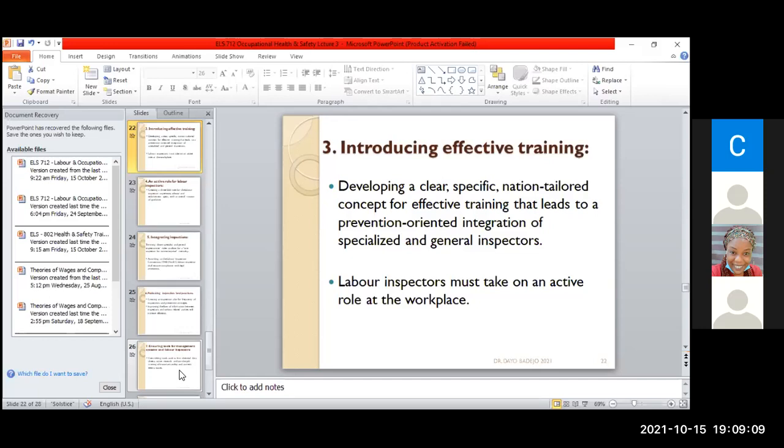That's why I said including industry-wise. It's not a blanket thing that cuts across. There are some peculiarities that affect different industries. So they must be equipped, they must be trained to address those issues. There are different hazards, and it's only those who are trained that can make it happen. Labor inspectors must take an active role in the workplace.